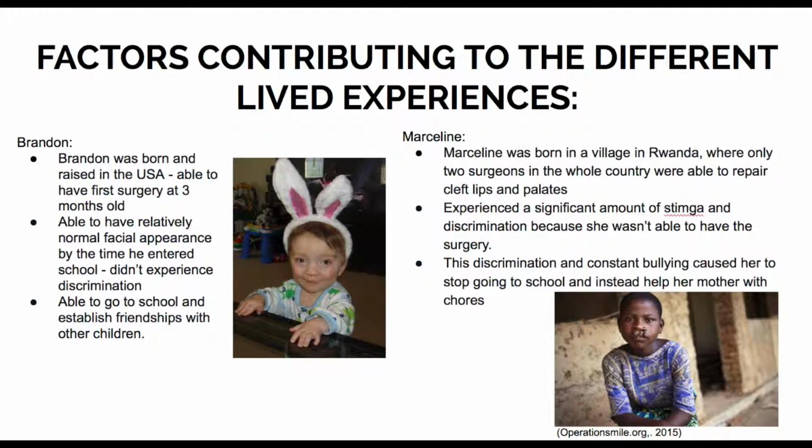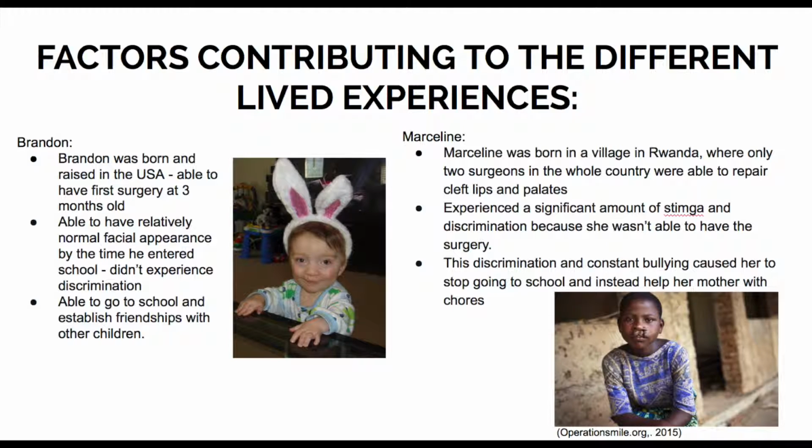Another factor that leads on from this is that because Brandon was able to have his first surgery at 3 months old and continued to have his follow-up surgeries at the appropriate times, he was able to have a relatively normal-looking nose and mouth by the age of 16 months. This means that by the time he attended kindergarten and primary school, his facial appearance did not look distinctly different from the other children, and he therefore did not get bullied or experience a great amount of stigma. Marceline, however, was unfortunately not given the same opportunities as previously discussed, and therefore experienced a huge amount of discrimination and stigma due to this.